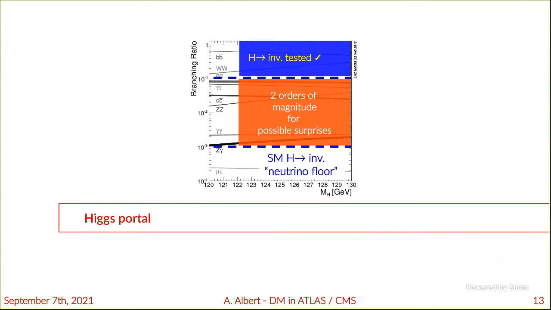Okay, with that, I want to, for the moment, take a step away from the simplified models and talk about the Higgs portal. Here, the idea is that instead of having a new mediator, the mediator is the quote-unquote standard model Higgs boson. And this is particularly attractive experimentally also because there's pretty much a two order of magnitude gap between what we've tested and what the standard model says this number should be. So there's really a huge window here where we still have space to explore.